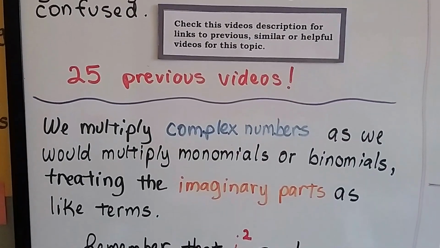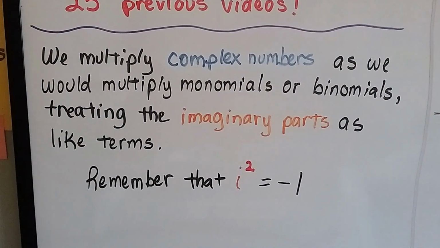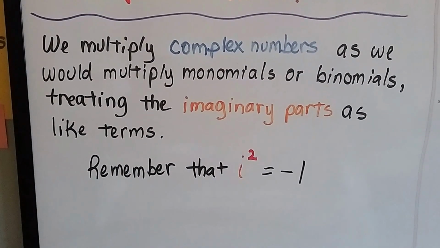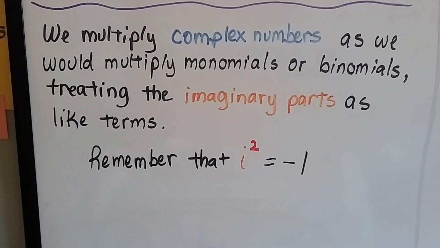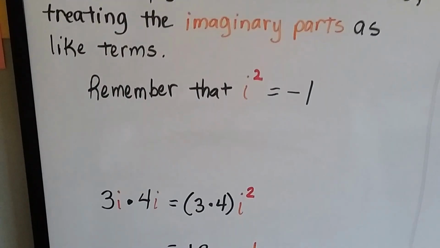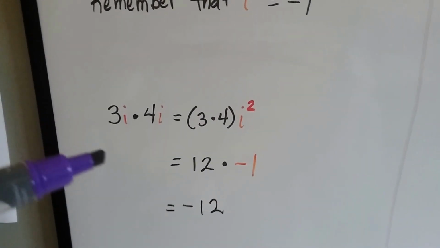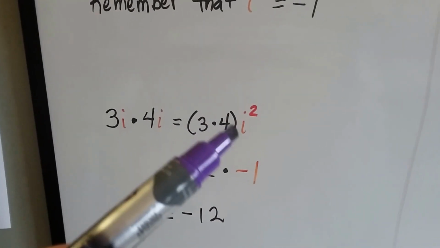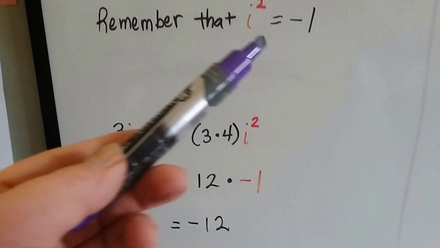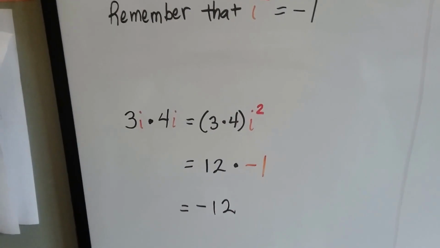We multiply complex numbers as we would multiply monomials or binomials, and we treat the imaginary parts as like terms. Just remember that i squared equals -1. We learned about that in the previous videos, didn't we? So we can apply that to an equation. If we see 3i times 4i, well, that just means 3 times 4 times i squared. Remember that i squared means a -1, so we've got 12 times a -1, which is a -12.